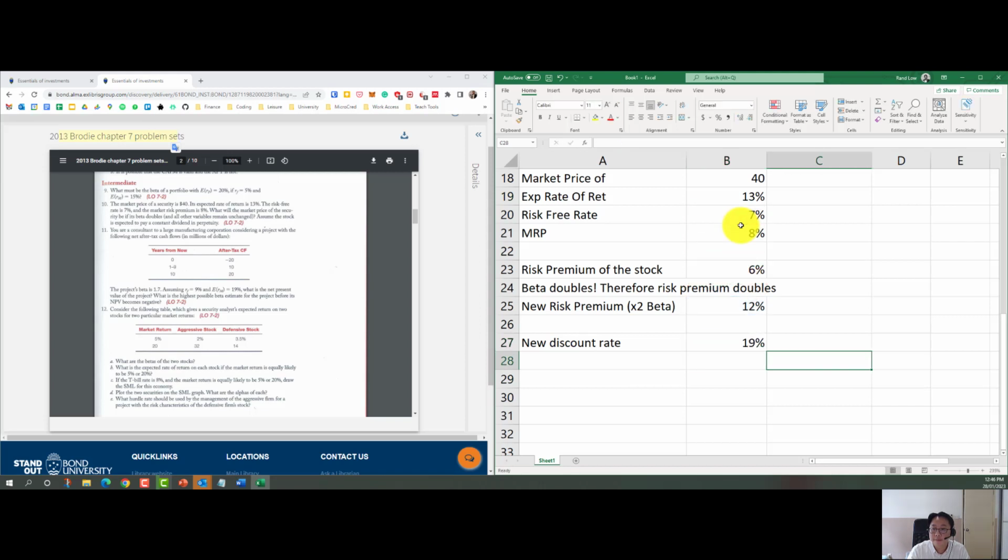Remember, the underlying formula over here is always CAPM: E(R) equals RF plus beta times (RM minus RF). So the discount rate is going to be the new risk premium of 12% plus the risk-free rate, which is 19%. Now it says over here as well that the beta doubles and the stock pays a constant dividend in perpetuity.